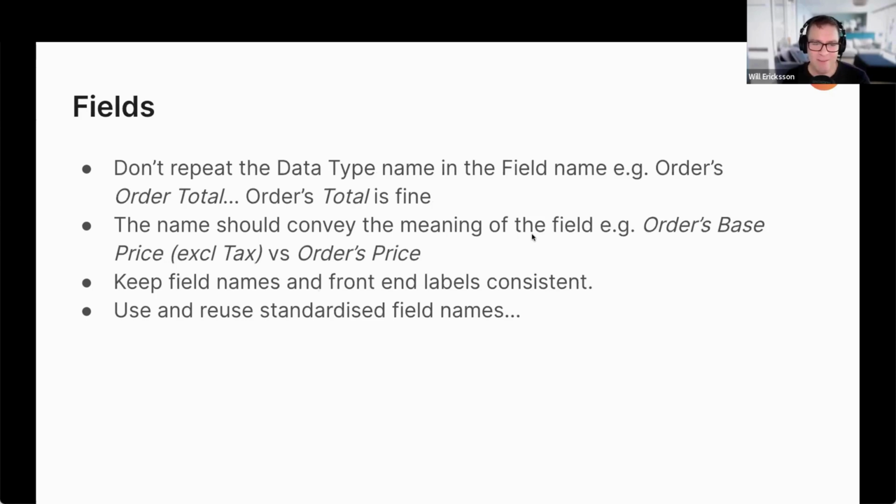Fields. Don't repeat the data type name in the field. For example, orders, order total. Orders total is fine. The name should convey the meaning of the field. For example, orders base price, excluding tax, versus orders price. Name field names and front-end labels consistently. And use and reuse standardized field names.